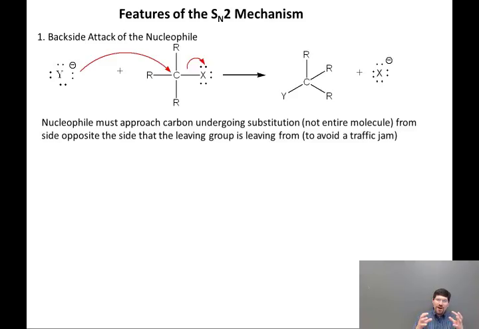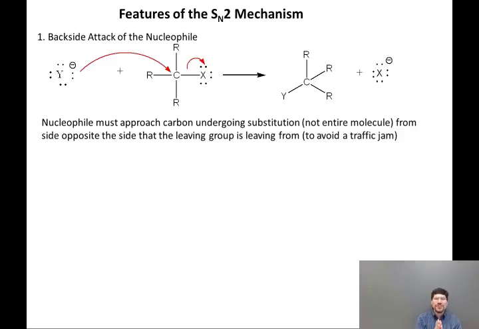Since the nucleophile has to approach and the leaving group has to leave at the same time, the nucleophile has to approach carbon from the side opposite the side that the leaving group is leaving from. So in this case, the leaving group is leaving from the right side of that carbon, and the nucleophile Y has to come in from the left side of the carbon, and that's to avoid a traffic jam. We need to get all the electrons moving smoothly along the highway in the same direction.